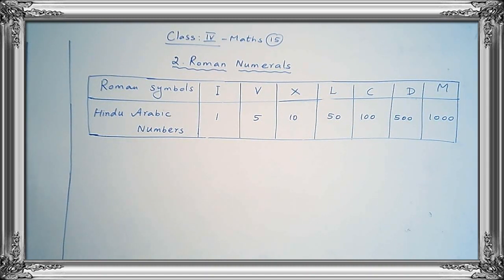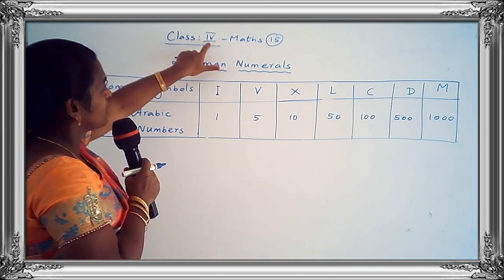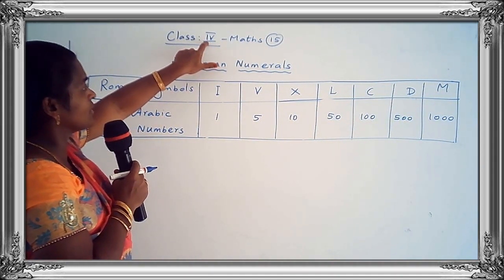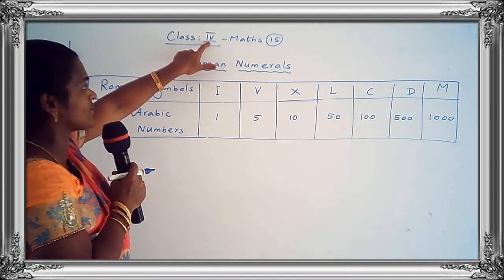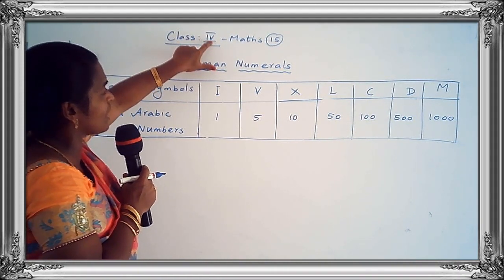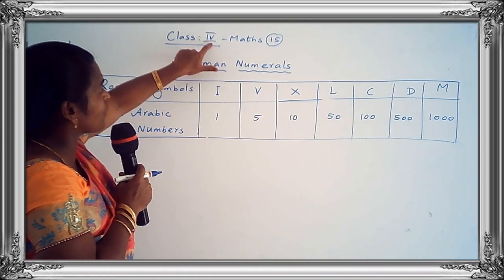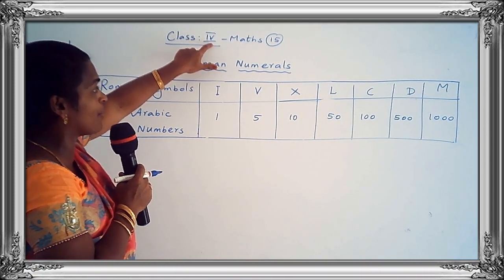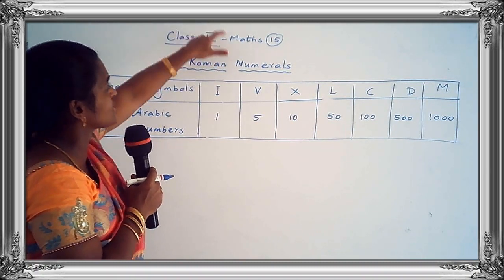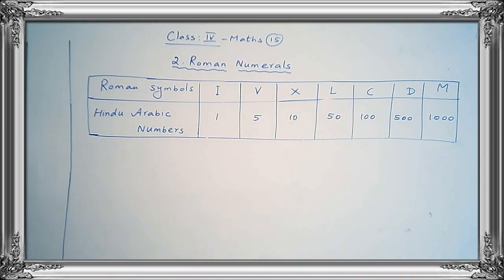Yes children. Now also you see in your class, what is written? 4th. Yes, this is a Roman numeral. You see here IV. So IV means 4th standard, number 4. So this is the Roman numeral. Clear? Yes. Now let us learn some rules that we follow while writing Roman numerals.